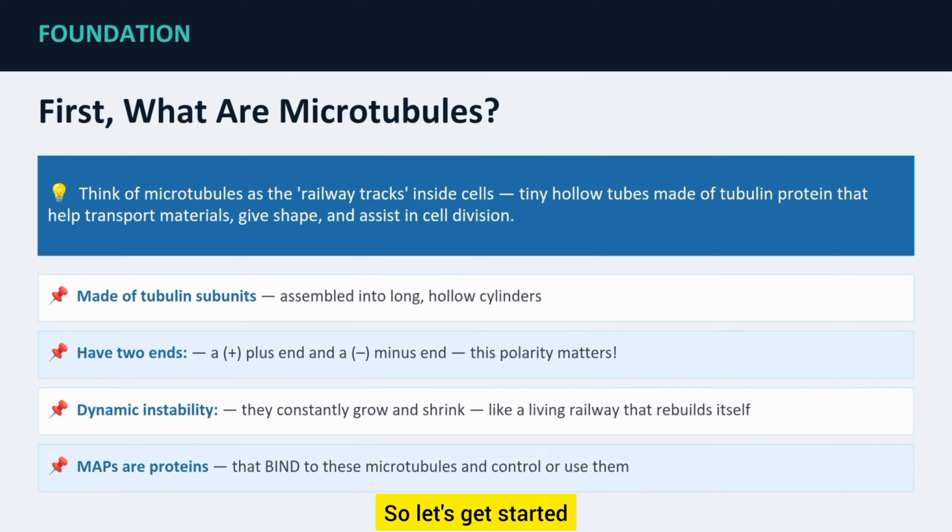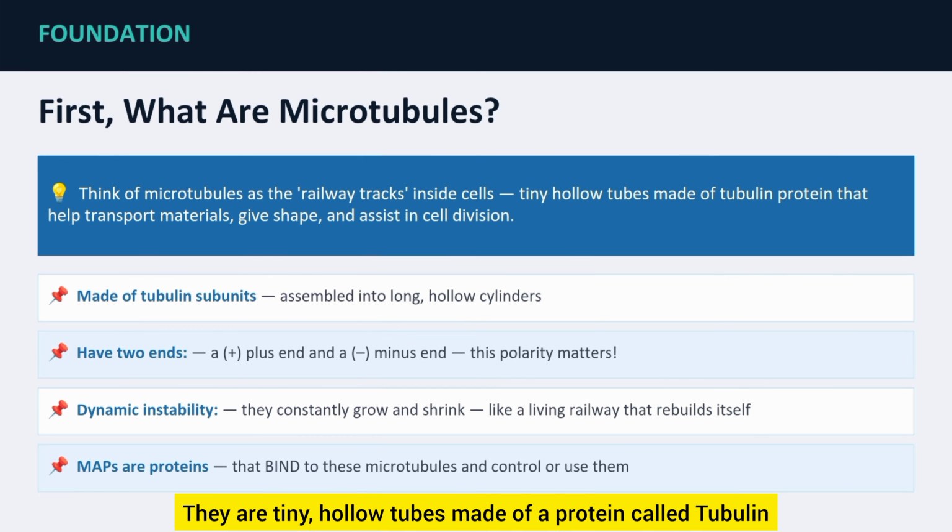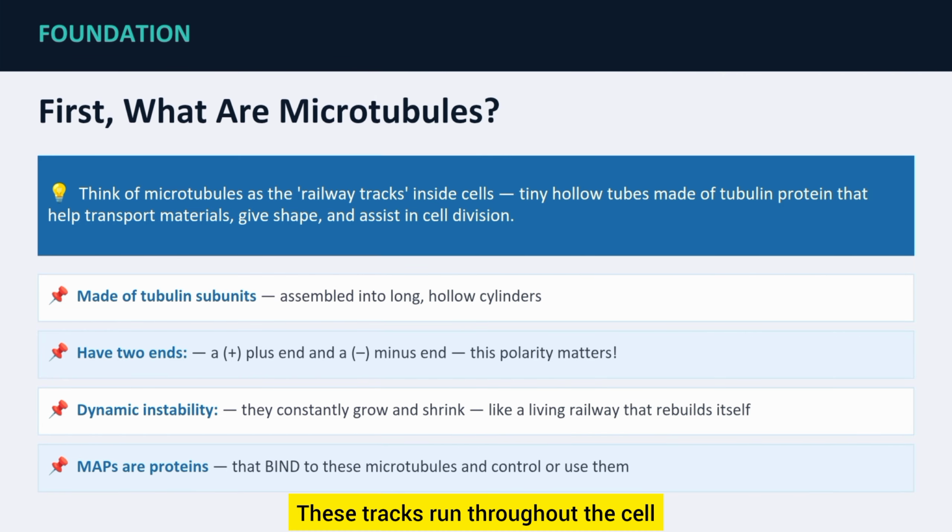So let's get started. Before we talk about MAPs, we need to quickly understand what microtubules are. Think of microtubules as the railway tracks inside your cells. They are tiny, hollow tubes made of a protein called tubulin. These tracks run throughout the cell and serve three main purposes. 1. They give the cell its shape. 2. They act as roads for transporting materials inside the cell. 3. They are essential during cell division, helping to pull chromosomes apart.